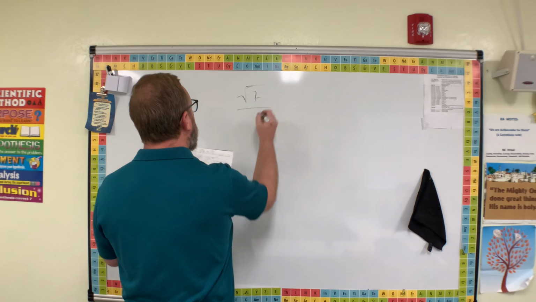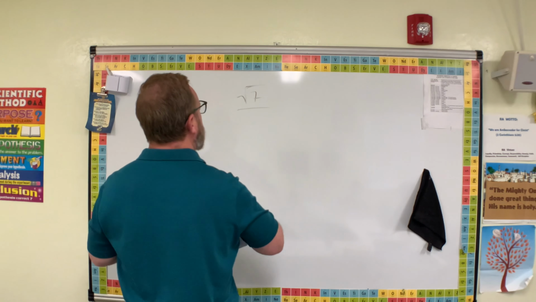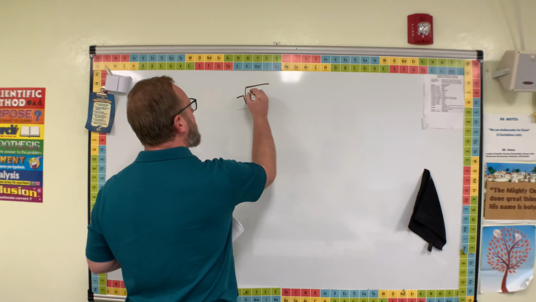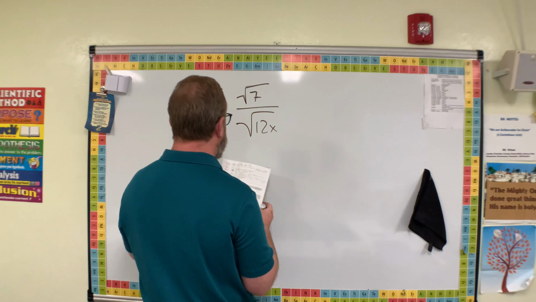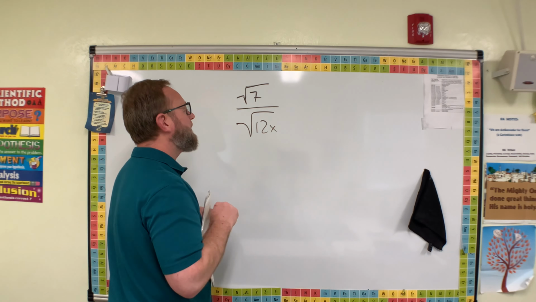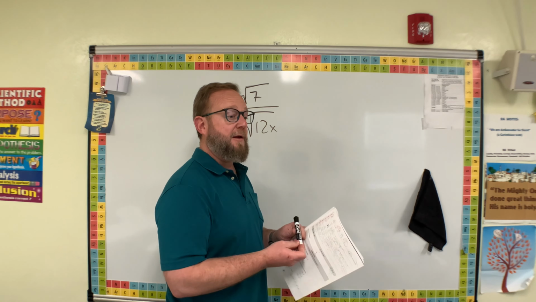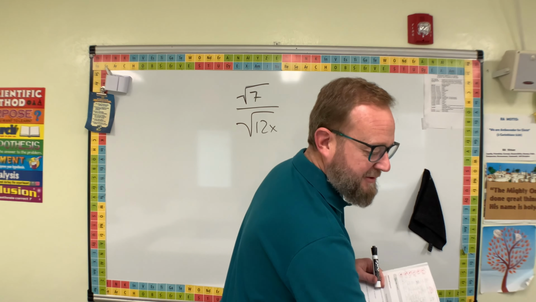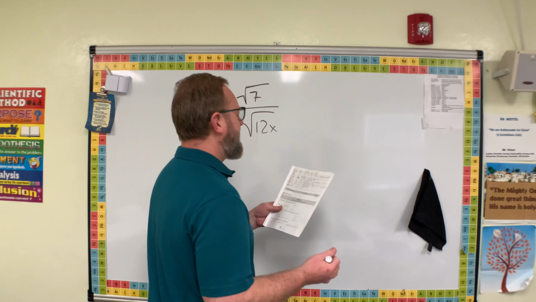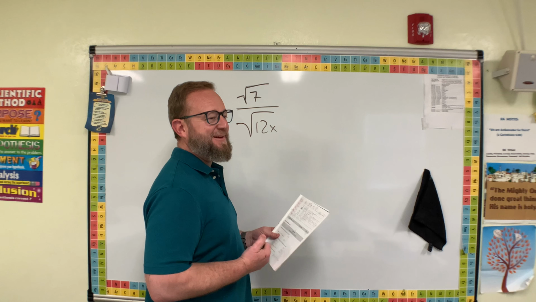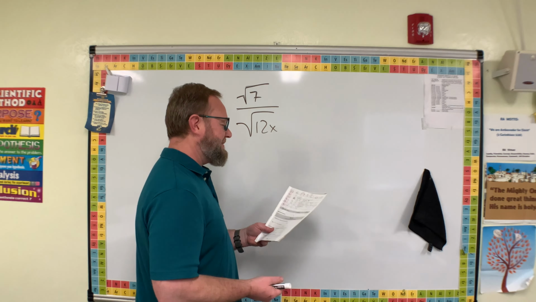This marker is really dying. Square root of 7 over square root of 12x. If this were a commercial for expo markers, no one would buy any because these just aren't lasting. I don't know what's happening. So not going to get a sponsorship there. Nope.